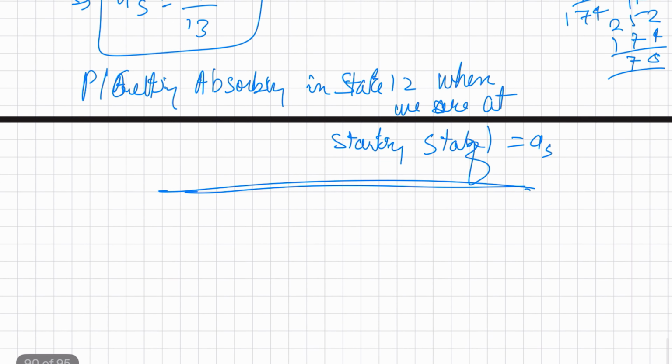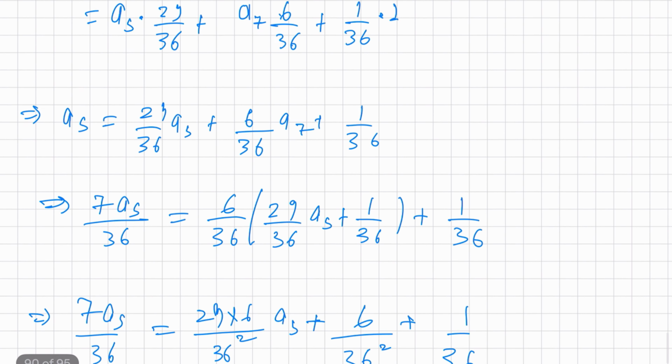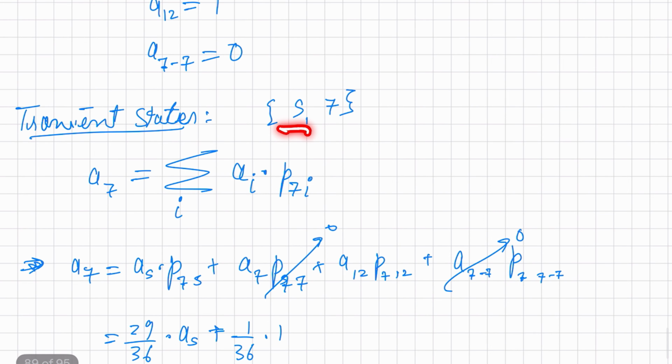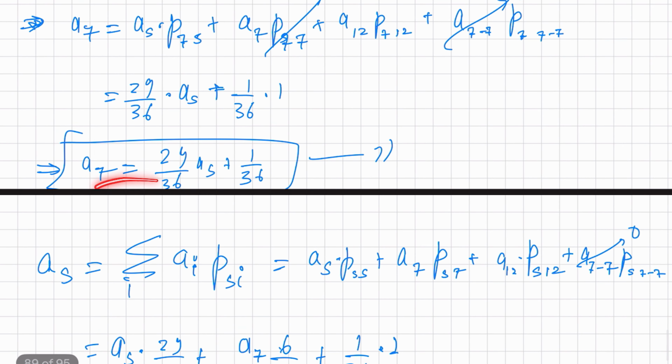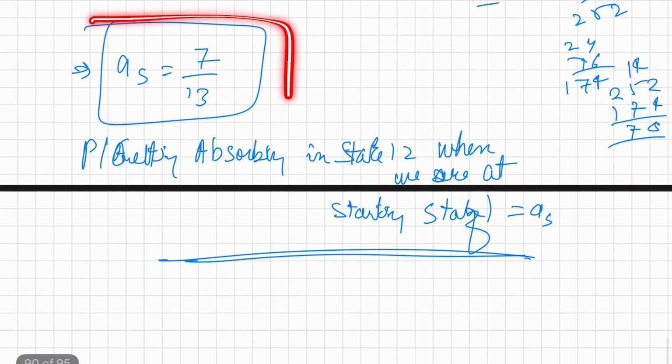The two transient states, which we saw here, are S and 7. We computed the A7 and AS equations, and we solved for AS, and this is what we get. So this is the probability we get absorbed in state 12, starting with stage S. Okay, and this is 1 by 30.